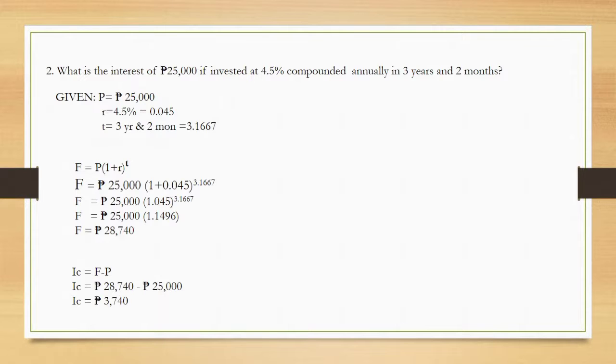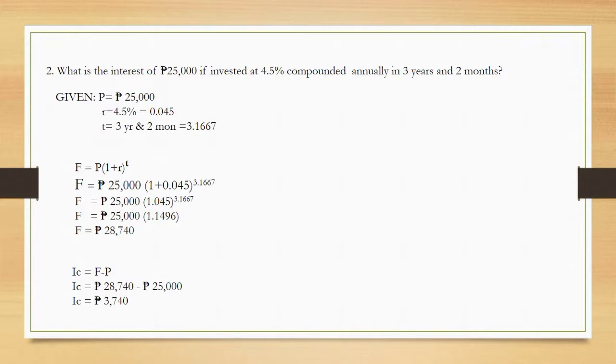In order to get the answer, we should add 1 plus 0.045, and it is equal to 1.045 raised to the power of 3.1667, and it is equal to 1.1496. So in order to get the future value, 25,000 pesos multiplied by 1.1496 is equal to 28,740 pesos. So that will be the future value.